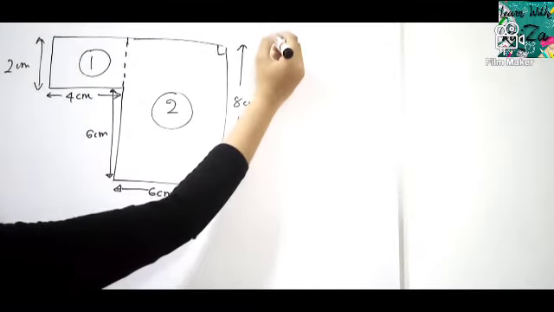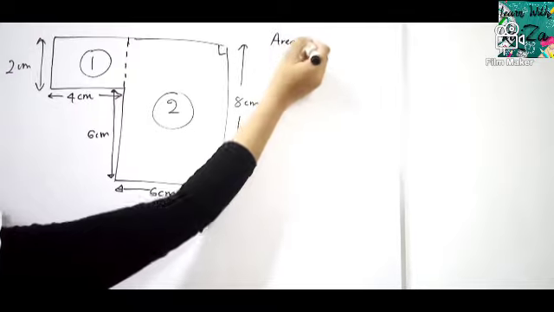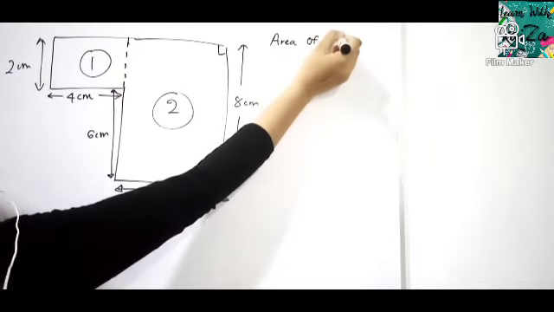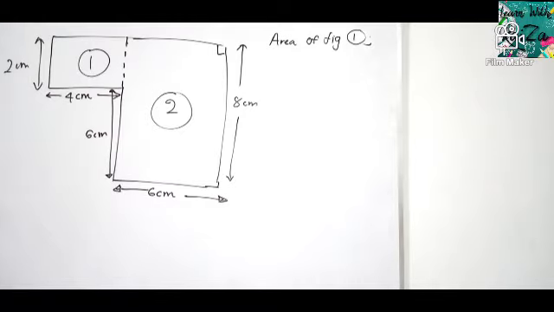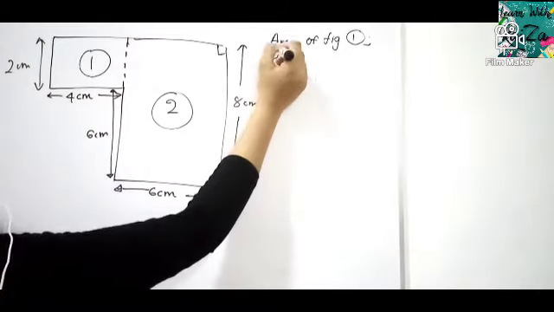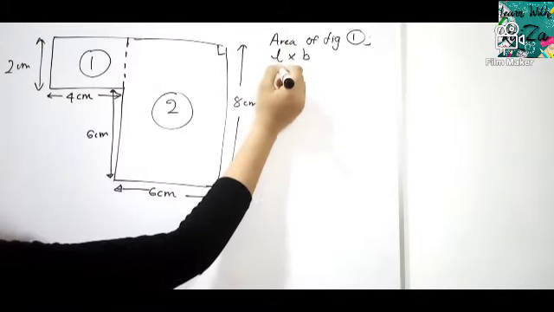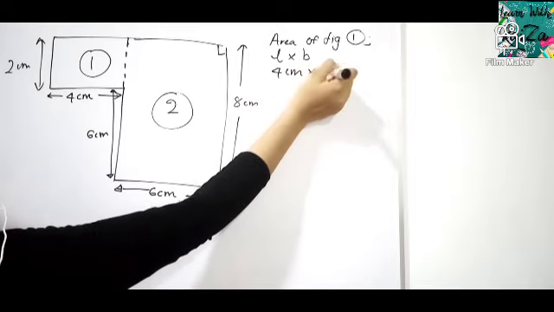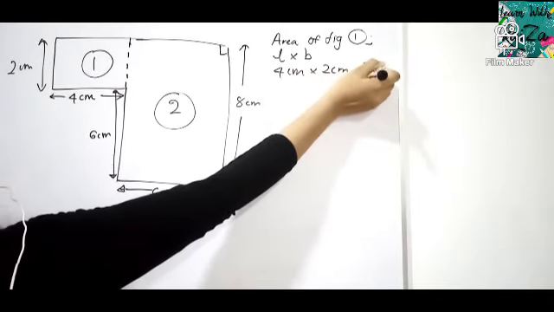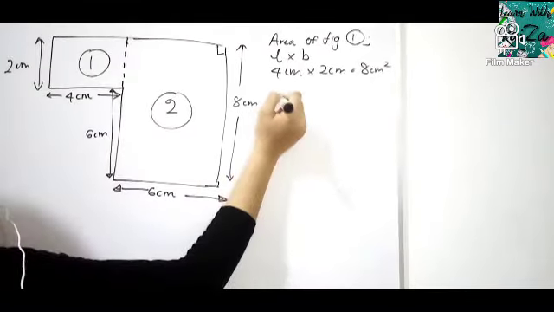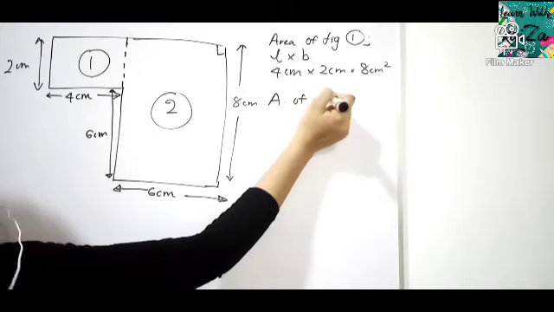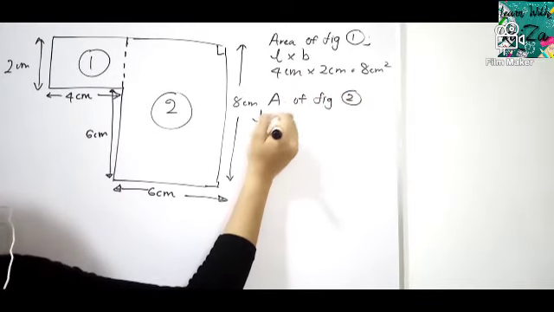Now, first of all, I am taking area of figure 1. It is a rectangle. What is the equation we have to use? Length into breadth. So what is the length? 4 cm. Breadth is 2 cm. So what is the area? 8 square centimeters. Okay. Now area of the rectangle 2. Now let's consider area of figure 2. Same equation, length into breadth.